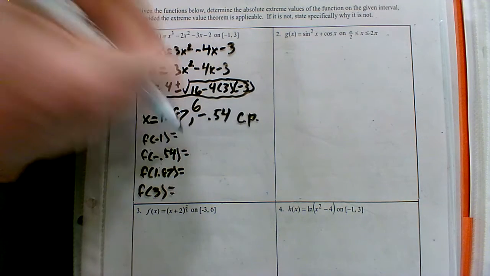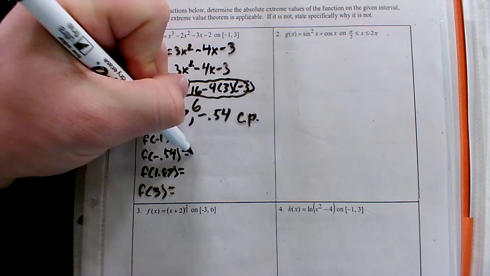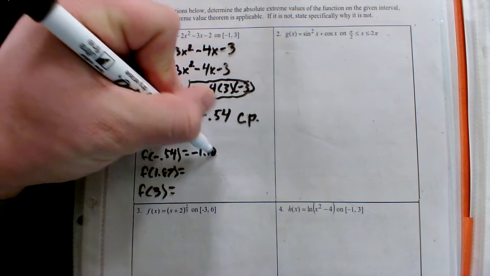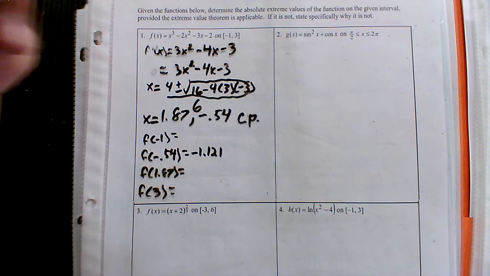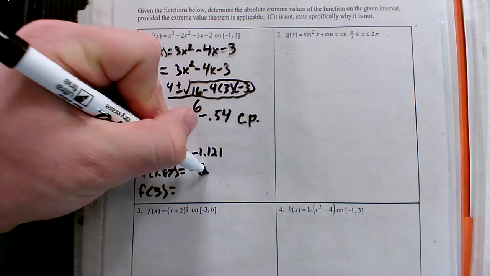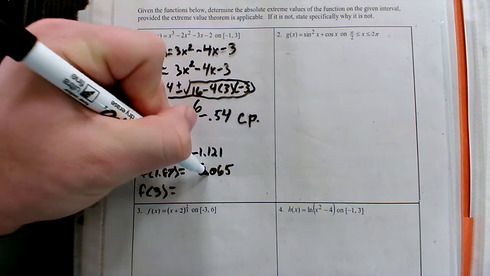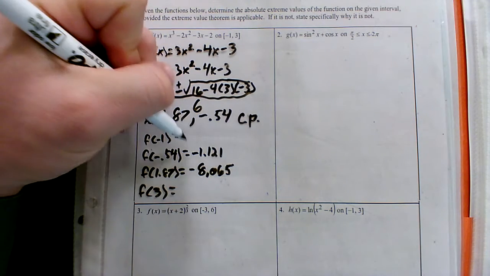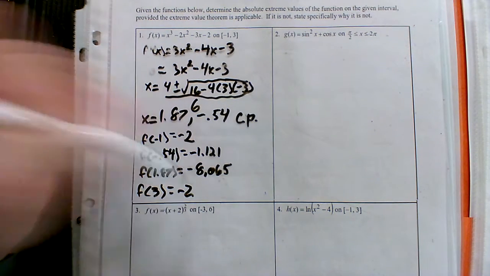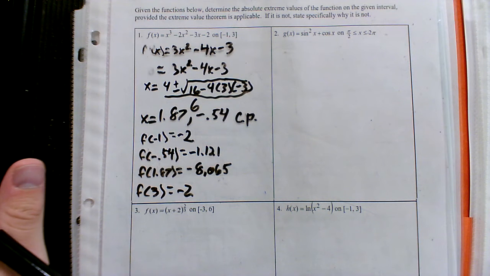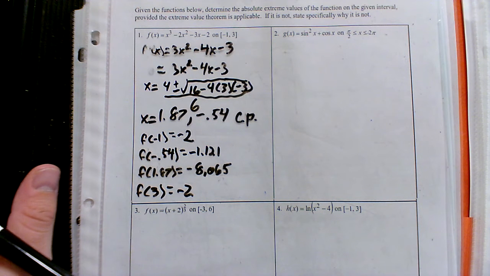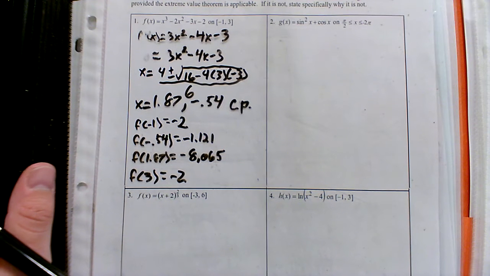Negative 0.54 is negative 1.121. Negative 1.121. Okay, I agree with that. 1.869 is negative 8.065. And the other two are negative 2. I agree with that. And I agree with those. So those are the four values you should get: negative 2, negative 1.121, negative 8.065, and negative 2. Those are the four values.